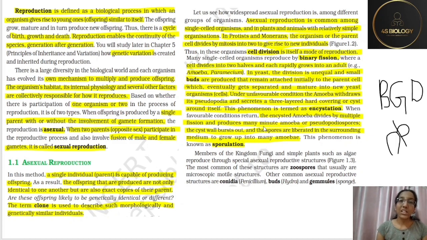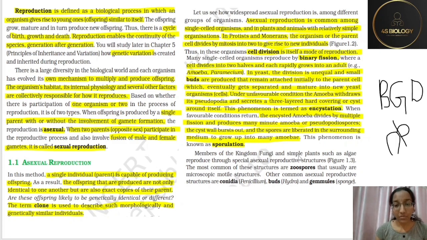Then under unfavorable conditions amoeba forms an encystation. And another thing to remember is that it is a 3-layered hard covering in encystation, or it is called a cyst. This is unfavorable. In favorable conditions, spores are released after breaking down the cyst. So this is the summary of this paragraph.